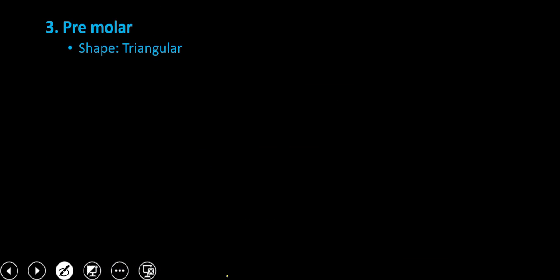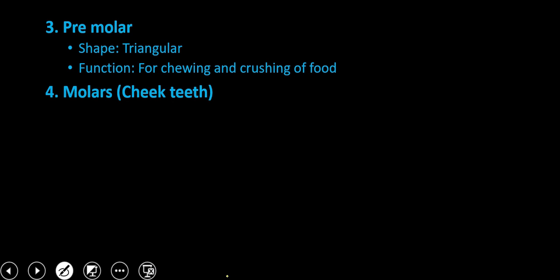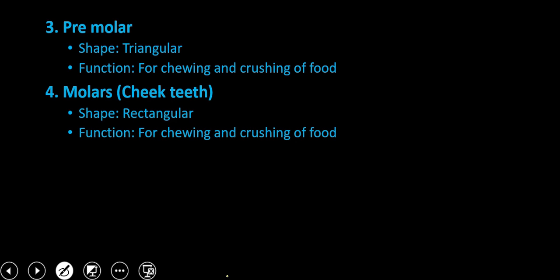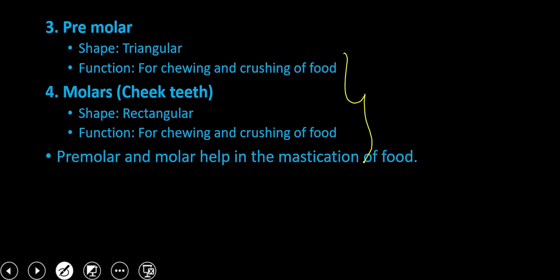Third one is a premolar, the triangular shape. Function is for chewing and crushing of food. Molar, which is also called cheek teeth, is rectangular in shape. The function is also chewing and crushing of food. So both of them are used for the mastication of food.